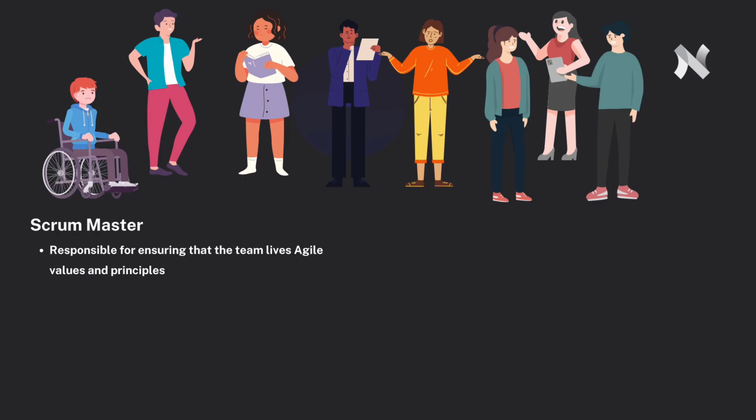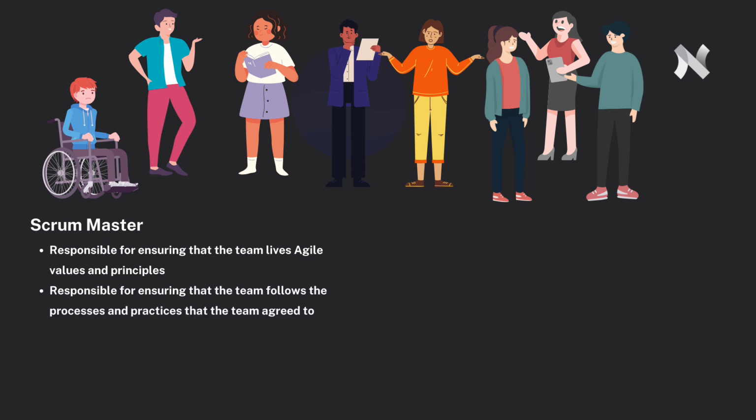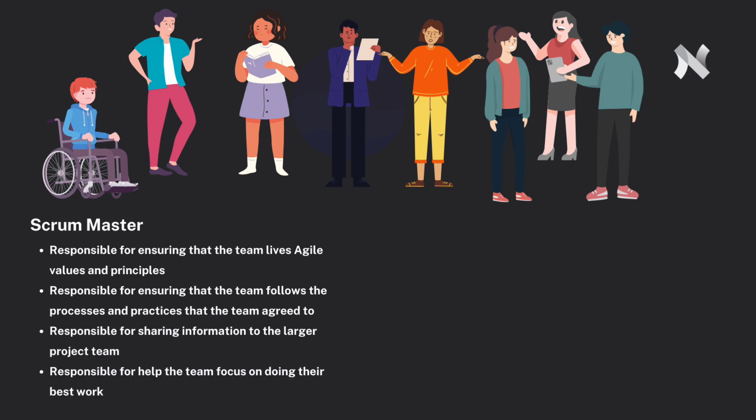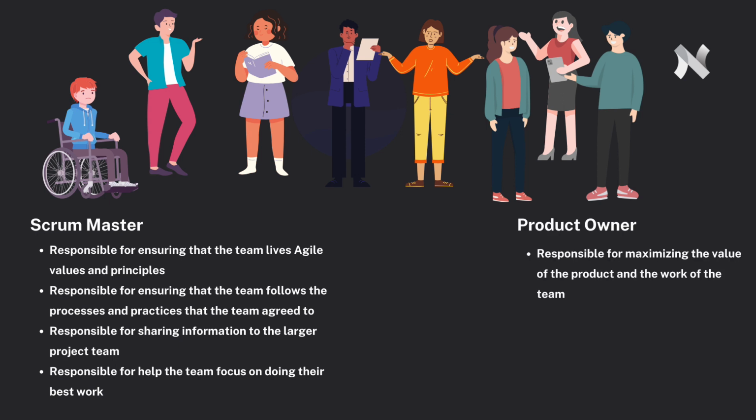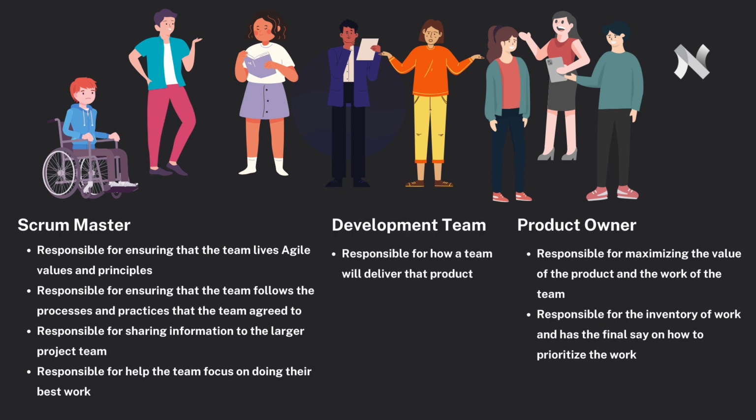Next are the roles, the first of which is the Scrum Master. This role is responsible for ensuring that the team lives Agile values and principles, follows the processes and practices that the team agreed to, sharing information to the larger project team, and they also help the team focus on doing their best work. The other notable role in Scrum is the Product Owner, who is responsible for maximizing the value of the product and the work of the team. The product owner owns the inventory of work and has the final say on how to prioritize the work. And the development team is responsible for how a team will deliver that product.